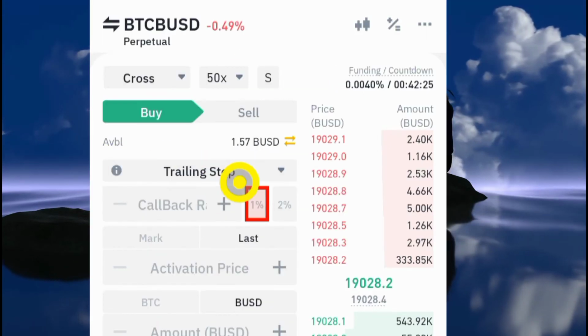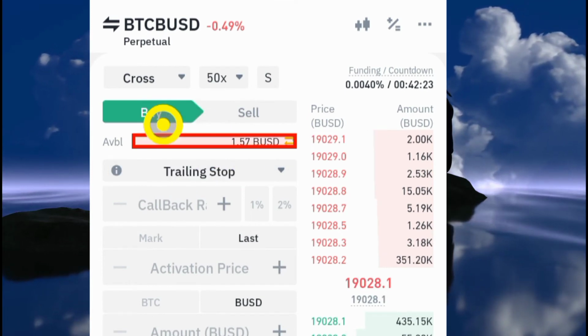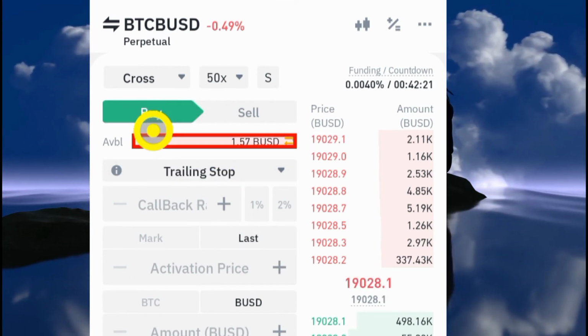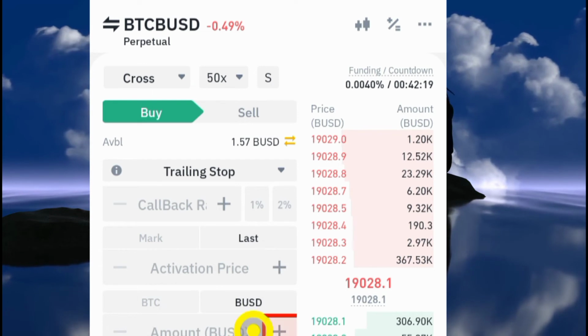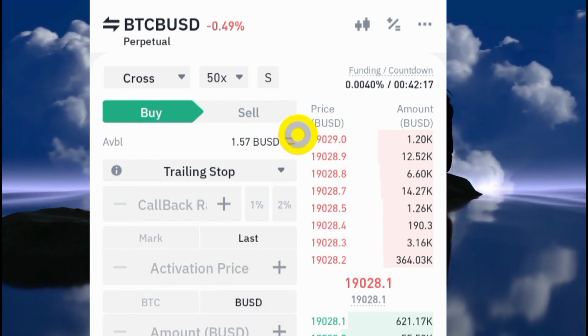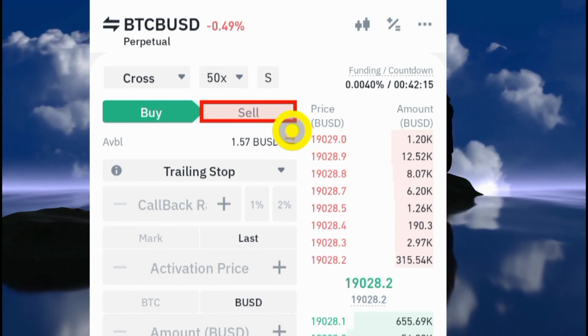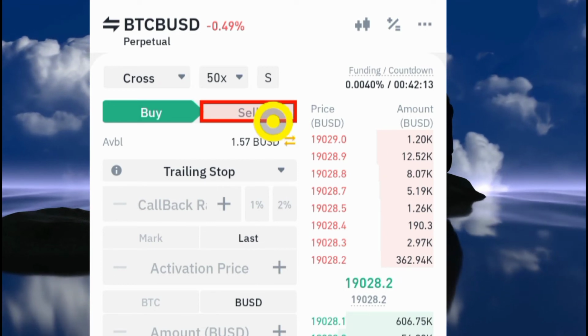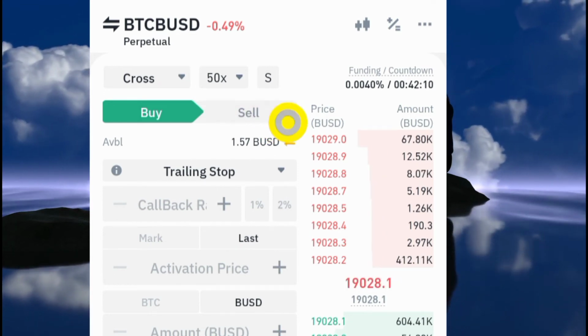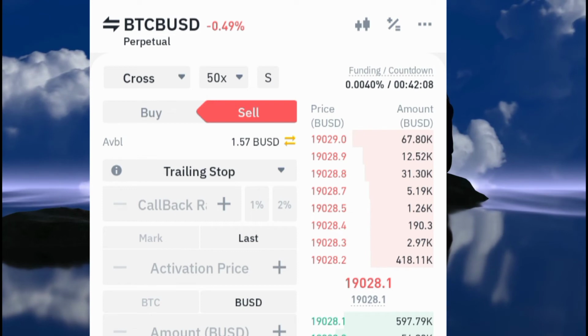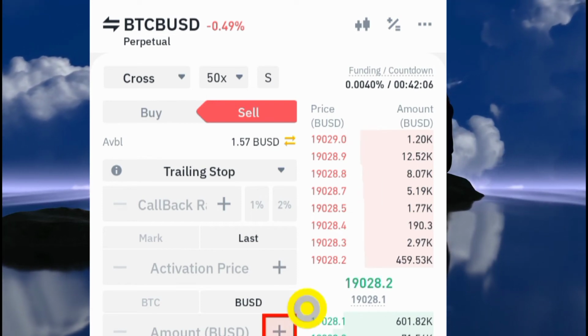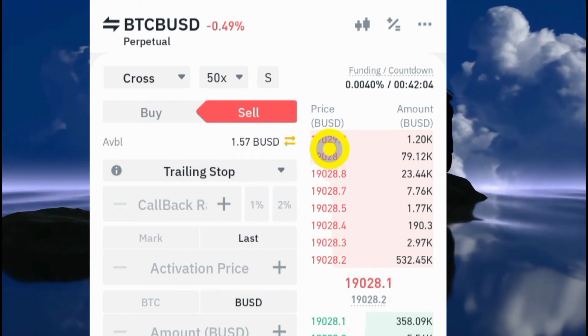Okay, so let's consider the first situation. Let's say you bought Bitcoin at a certain price and you want to use the trailing stop order to prevent making a loss. So you would come over here to create a sell order, right? Let's click on that now. We want to create a sell order. Before I make a live demonstration of this, let's explain a few things.